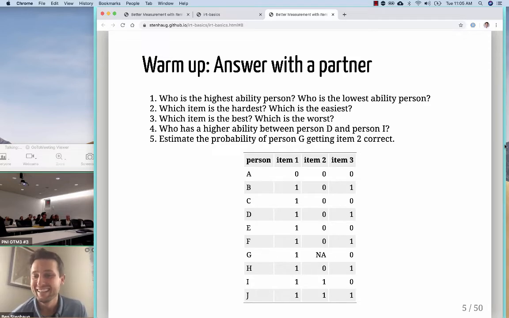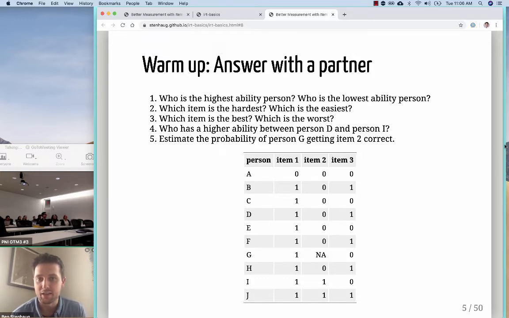Cool. Love it. And next to Rachel, what was your name? Alex. Well, how about question two, with reference to hardest and easiest items? Well, the hardest item is the one that the fewest people got right, and that looks to be item two. And then the easiest one is the one that almost everyone got right, and that's item one. Item one. Got it. So 90% of people got item one right. Pretty easy. Two out of nine people got item two right. We have a missing response, but it sort of makes sense.